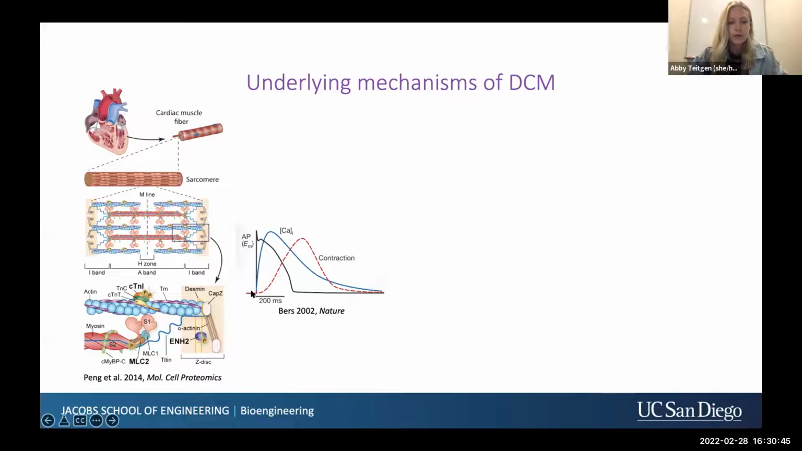So we first have our electrical stimulus, which is the action potential, and then we get an increase in calcium, which leads to an increase in force. And then as calcium decreases, we get relaxation.